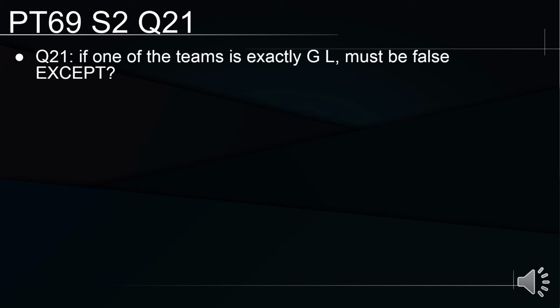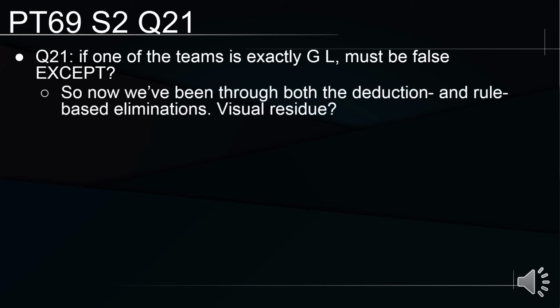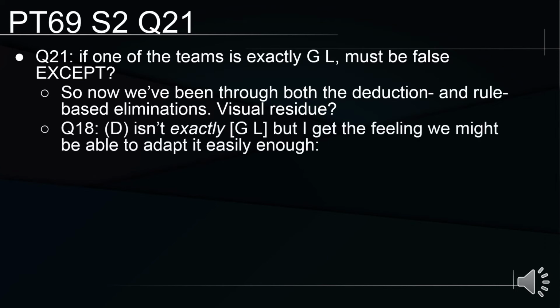So that does push us into brute force territory a little bit here. Again, same question: if one of the teams is exactly the pair G and L, all of these must be false except for which one. As I've been saying, we've now been through both the deduction-based and rule-based eliminations, so let me think about visual residue and brute force at this point. Answer choice D for AT isn't exactly the situation we're looking for, in that it doesn't have G and L as a pair together, but I get the feeling that we might be able to adapt it easily enough. This is the same feeling that I had for answer choice A on question 19.